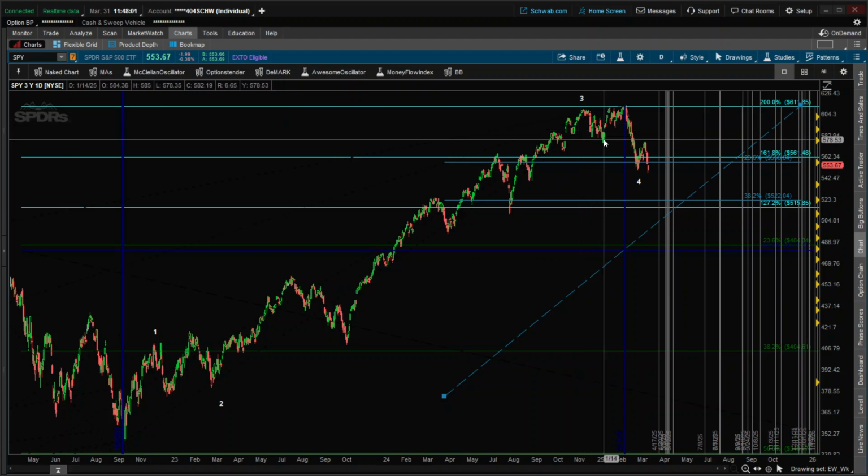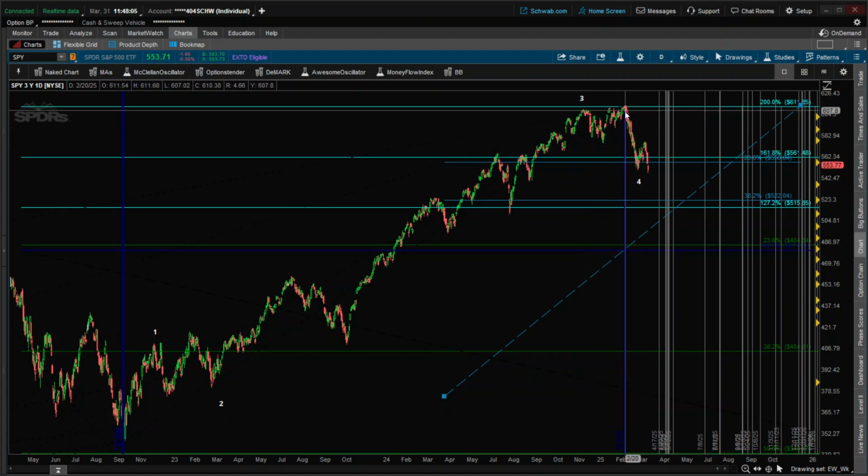And then you have an A, B, C for an expanded flat. And you're going to count this as a 5-wave move, right? And that flag was a wave 4. I don't think that's the case. The flag was higher than the 38.2%. And then you have a wave 5 done. That's how you're going to count it for a bull scenario. And then you're going to see a new high here.